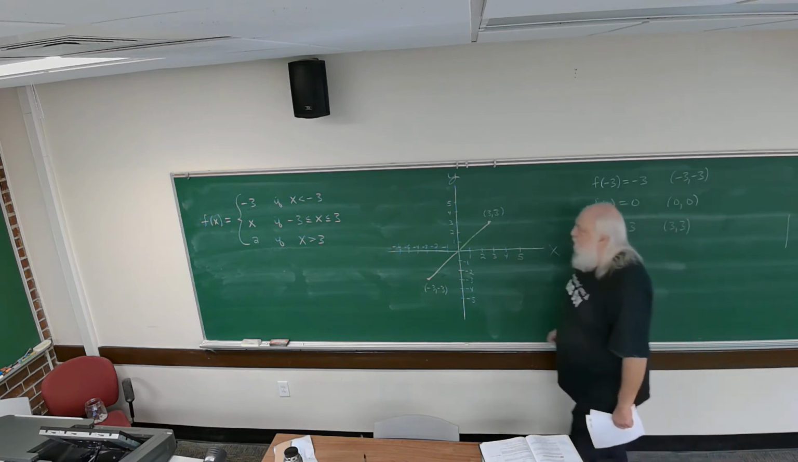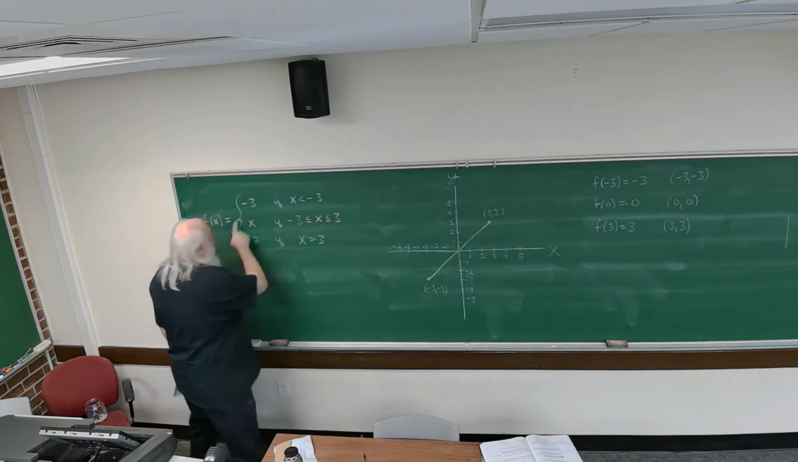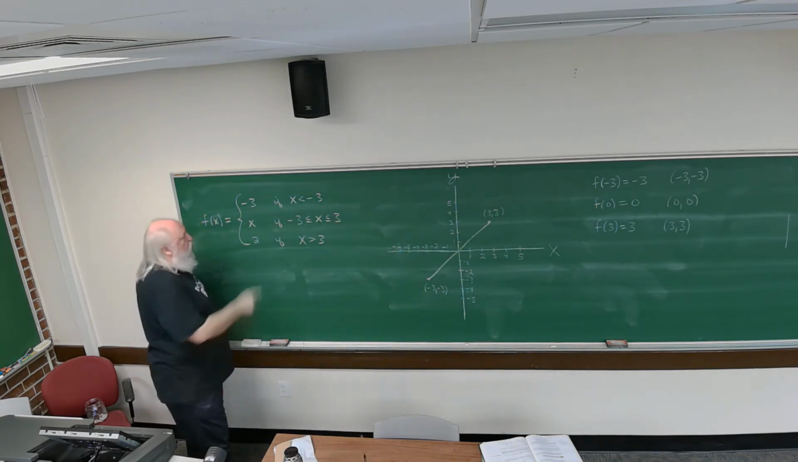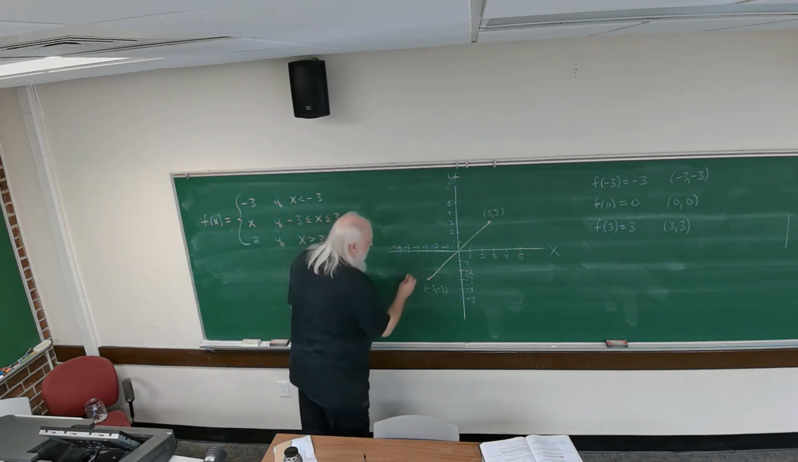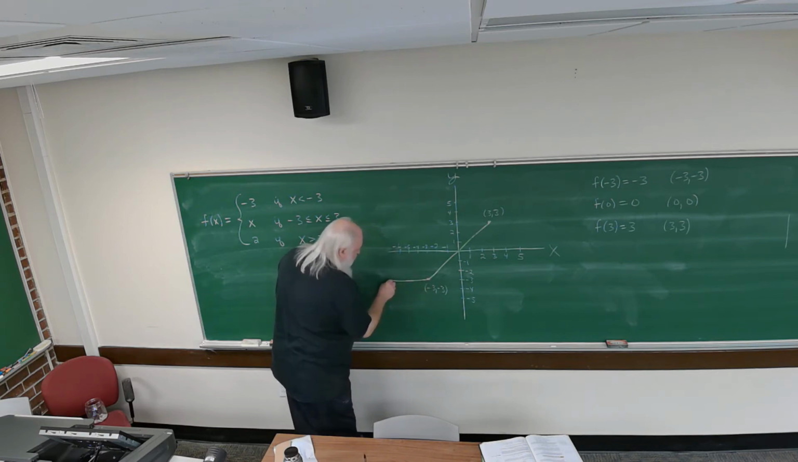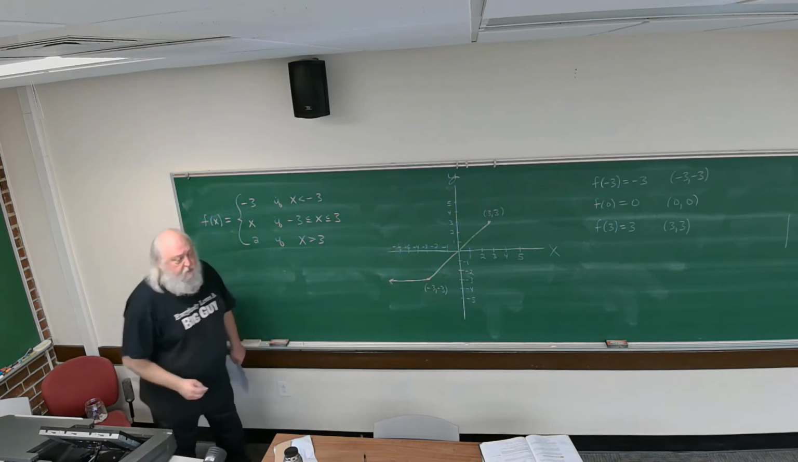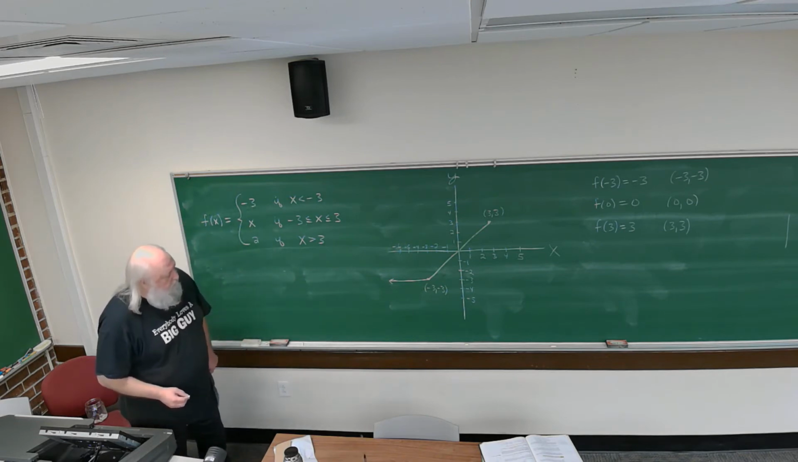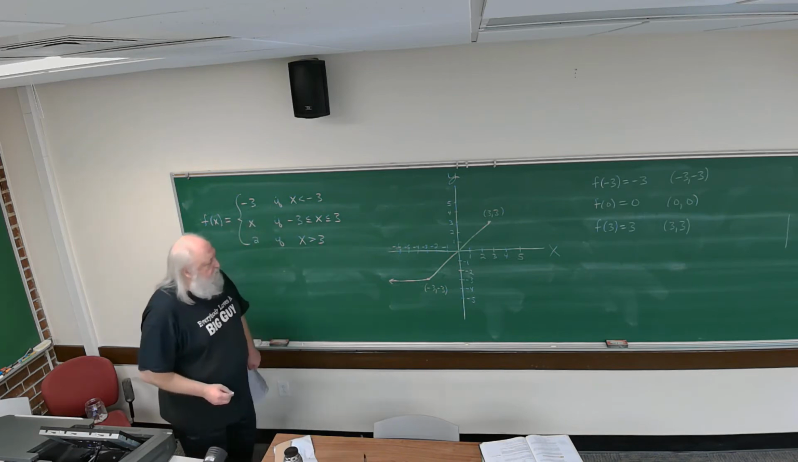Okay? Now for x less than negative 3, f of x is just equal to negative 3. All the y coordinates are equal to negative 3. So for x less than negative 3, we just have a horizontal half line going to the left, right? All the y coordinates on this half line are equal to minus 3.